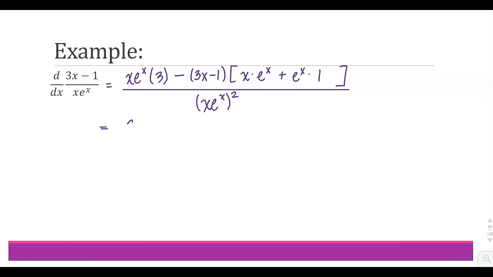So in the first term, I'm going to go ahead and put 3x e to the x to see a little more clearly, minus, we have 3x minus 1. Inside here, I can factor out an e to the x. So there's an e to the x in common in both, so I have e to the x, and then I would have an x plus 1 left over. So I have x plus 1. And then all over the denominator is x e to the x squared.